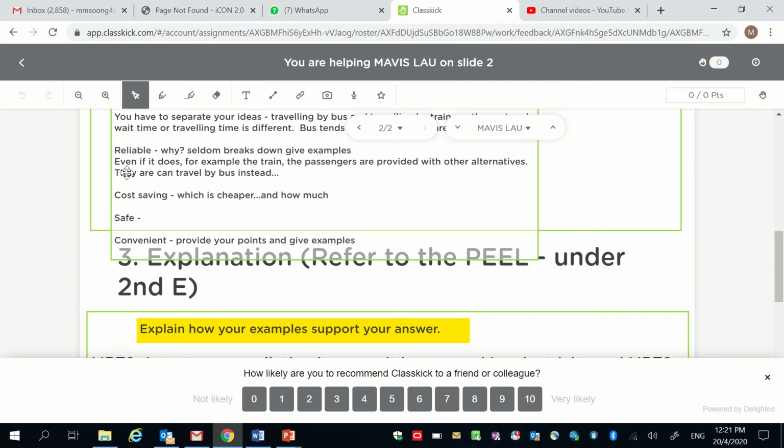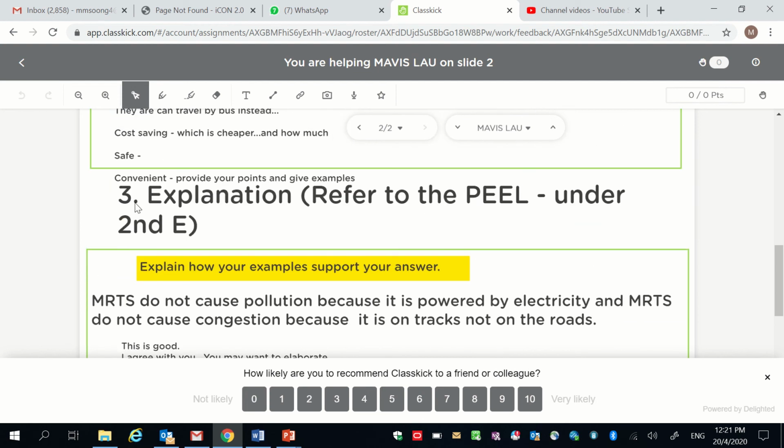And say that even if it does, then you can give an example of sometimes trains do break down. Okay, if that's the case, the passengers are provided with other alternatives. They can travel by bus instead, right? And so on. I'm not going to tell you everything. So I am now giving you a guide. So once you have finished, you can go on to cost savings. What else? The convenient part, and provide your points and give examples.